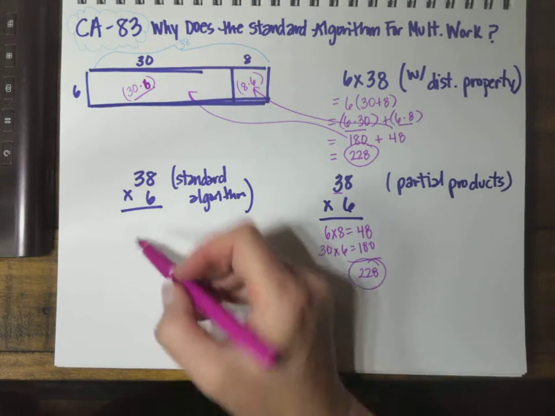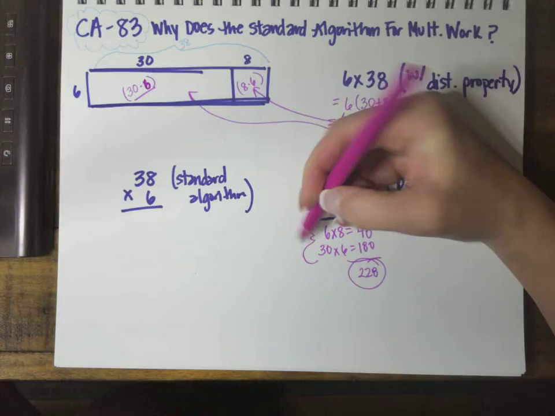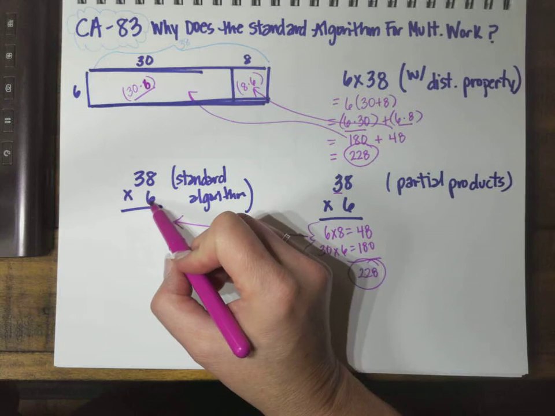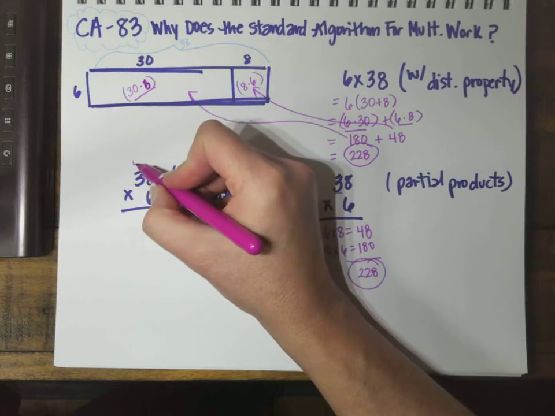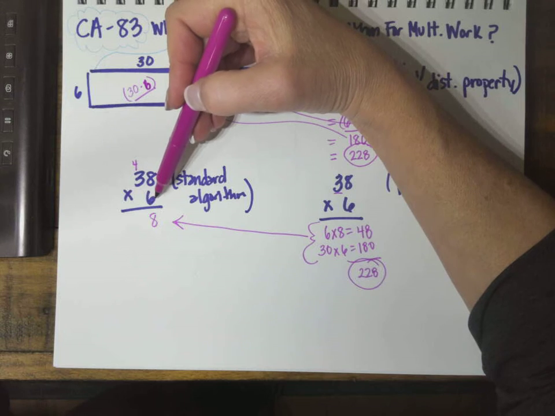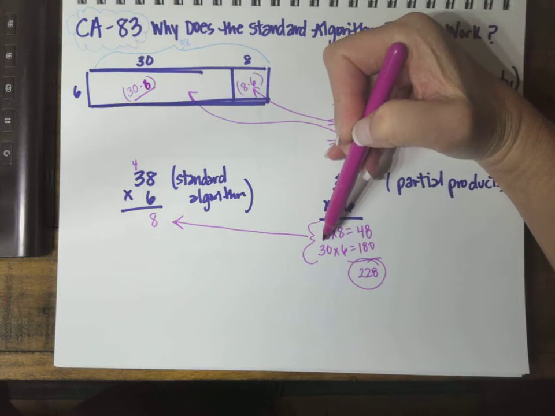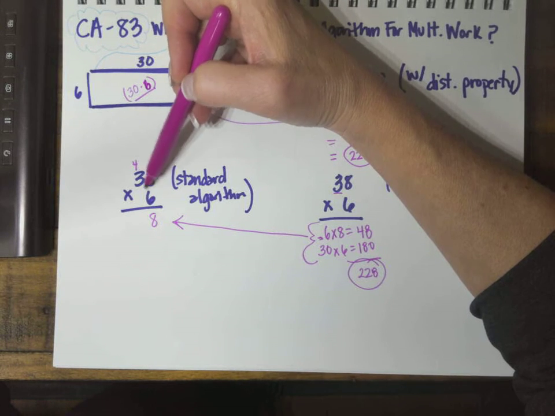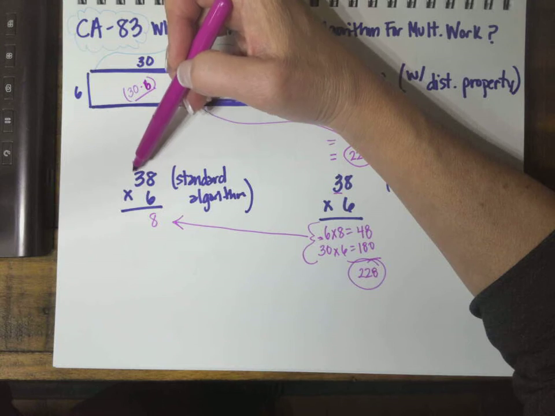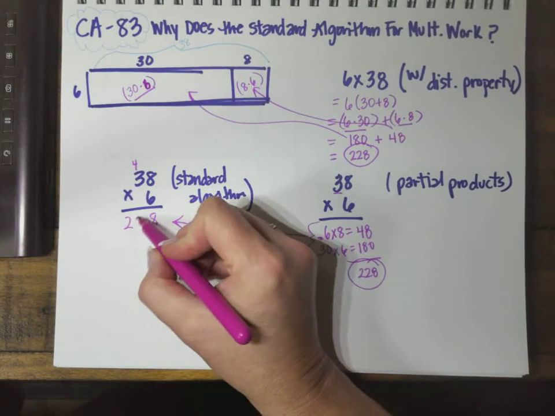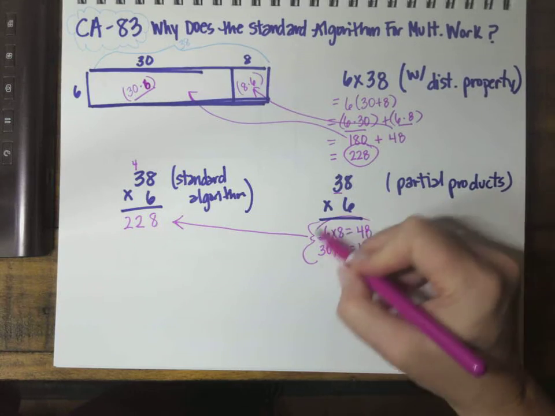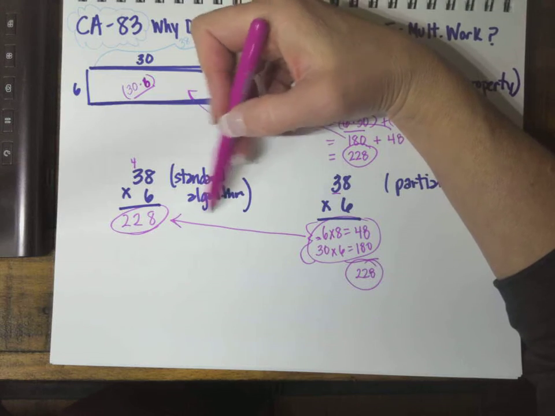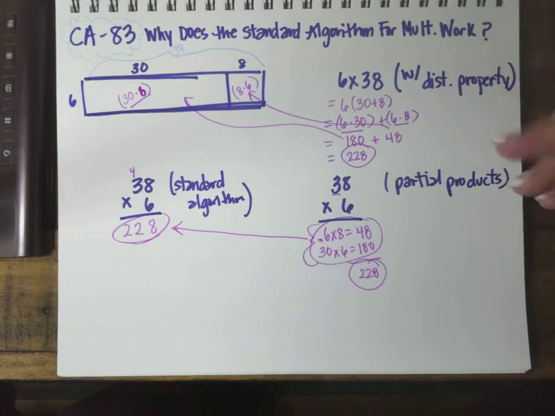When we do the standard algorithm, we're going to essentially combine these 2 steps in one. And so what we do with the standard algorithm, of course, is multiply 6 times 8. We get 48. We carry that 4. What we're going to do now is the second part of the partial product, and we're going to multiply 30 times 6, except we think of this as a 3, not a 30. 6 times 3 is 18, plus 4 is 22. And by doing that, we've combined these 2 partial products into one step, which is why it is our algorithm, a procedure that works as sort of a shortcut, more efficient way.